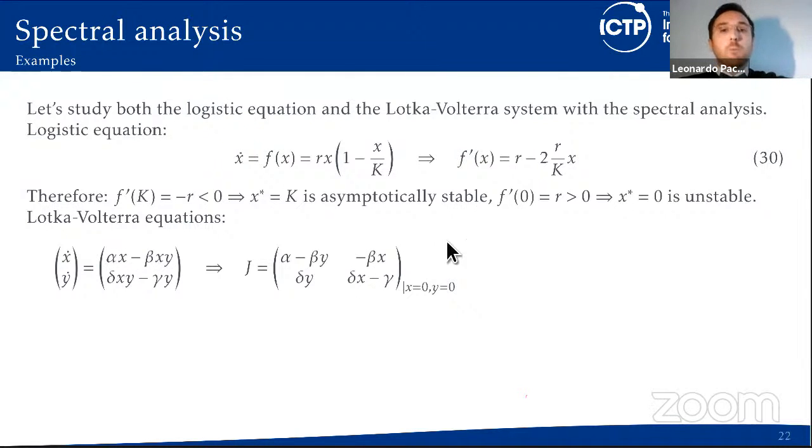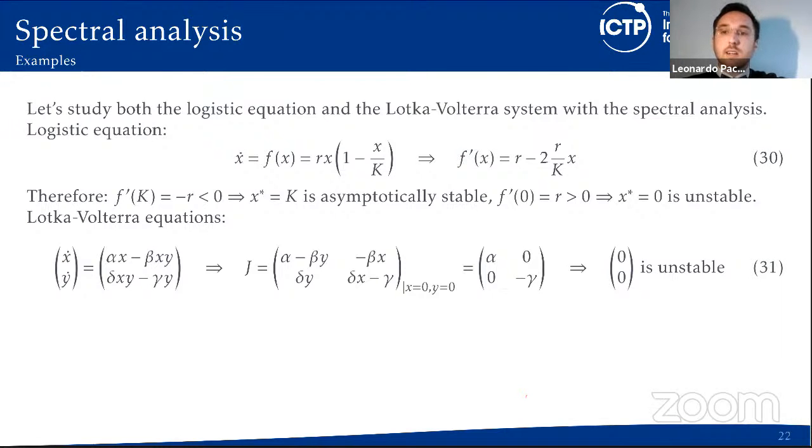Now, if we compute this matrix in the trivial equilibrium of the Lotka-Volterra system, so no prey and no predators, you see that we get this matrix here. So again, a diagonal matrix with alpha and minus gamma on the diagonal. So the eigenvalues in this case are alpha and minus gamma. And since alpha is a positive parameter, we have that one of the eigenvalues is positive. So spectral analysis in this case tells us that the origin is unstable.